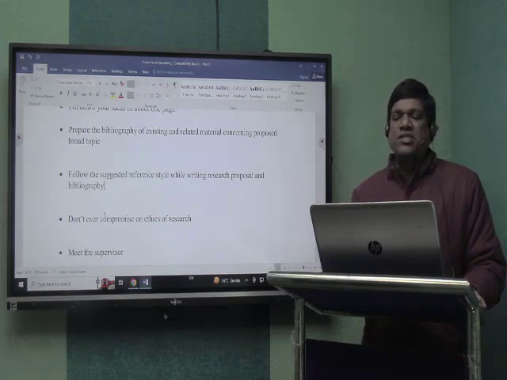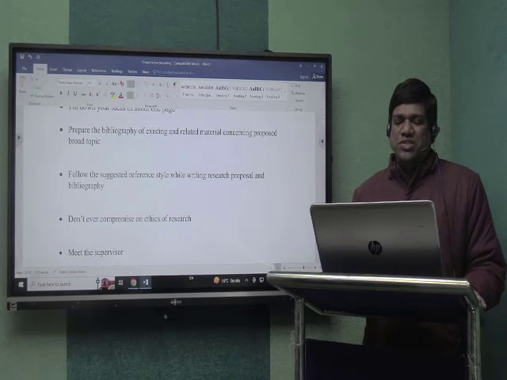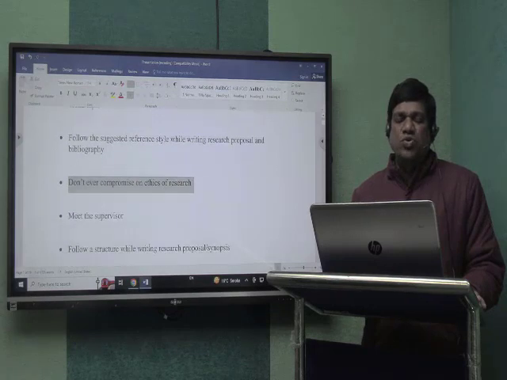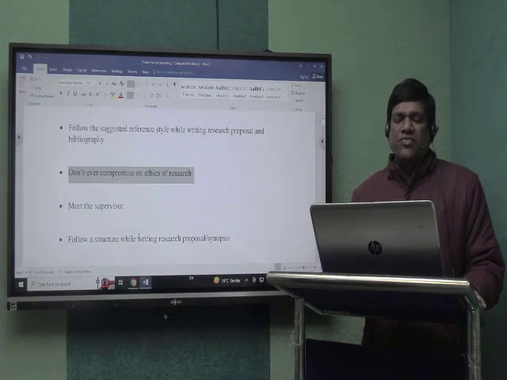Don't ever compromise on ethics of research. And again, this has to be inculcated from the beginning, from conception to conclusion of the research. If we compromise on the ethics of research, it will catch up one day. There have been several instances wherein professors were demoted because they have not followed the ethics of research. There are people who lost their ministries.